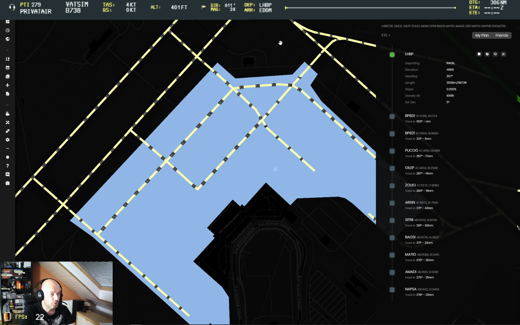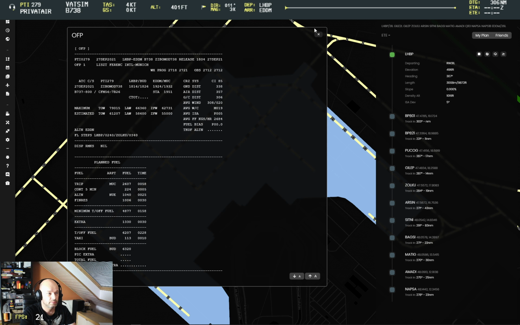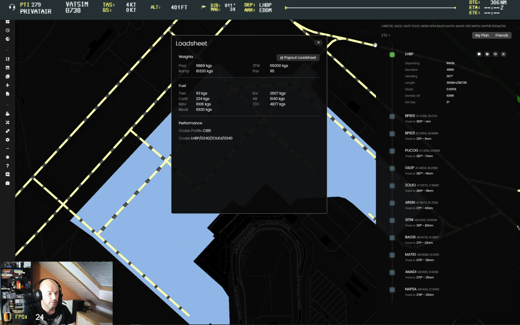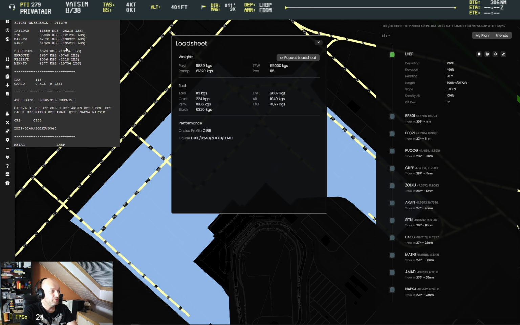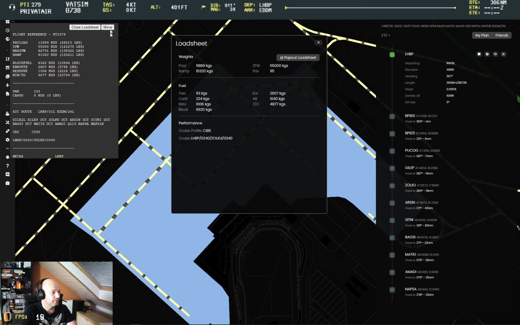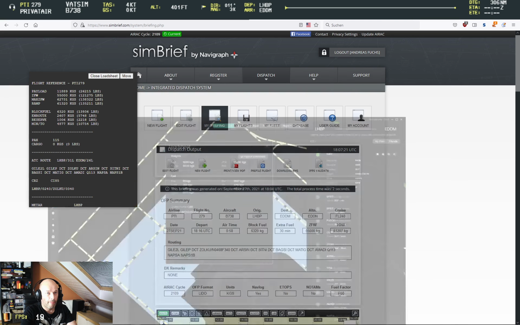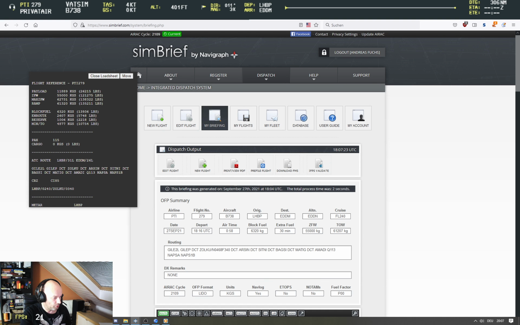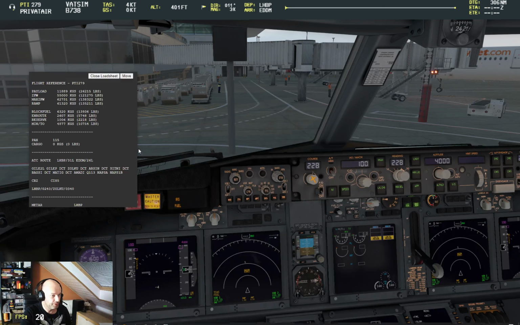Oh, yeah. It should be showing the traffic as well, but who cares? I don't want to take care of it. What we use here is the load sheet pop-out. So we will use it now in the FMC of our cockpit to feed it all the data it needs.